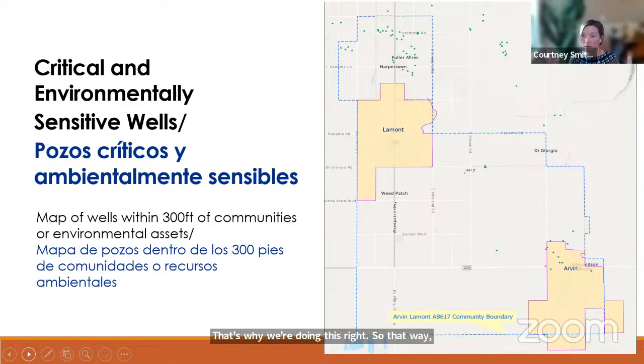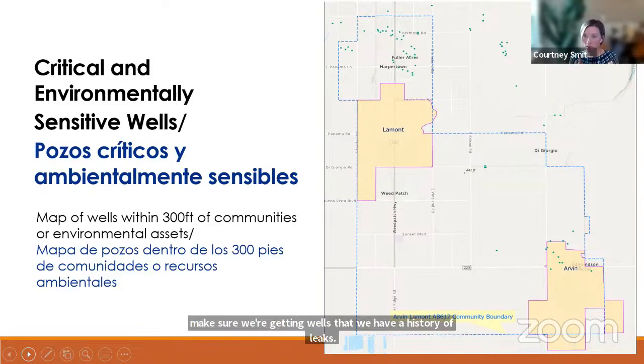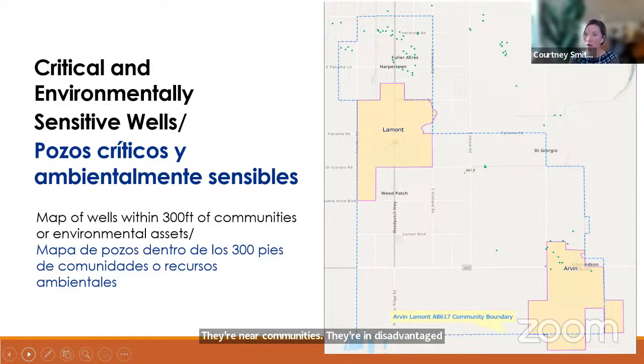So it's why we went through that really robust process to create an approach to make sure we're getting wells that have a history of leaks, that are near communities, that are in disadvantaged communities. So that's really the focus, it's a risk-based approach. And one of the things too, I know Robert mentioned this, but I wanted to elevate it, is our next step here is to share with you all what we're proposing as a first set of potential state abandonment projects. That's going to be articulated in the draft expenditure plan that Robert mentioned we're aiming to release publicly end of June.